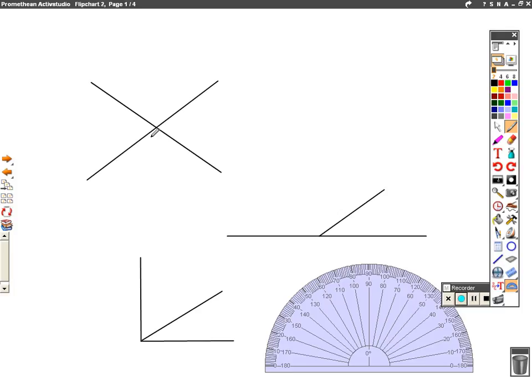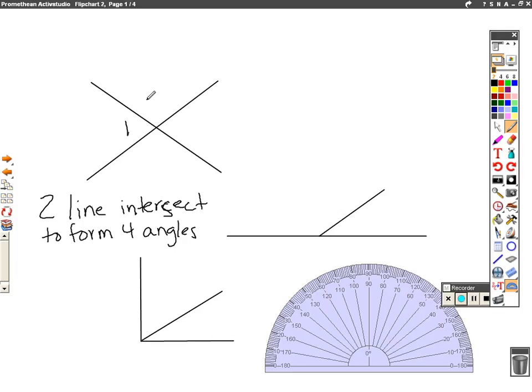Vertical angles are two lines that intersect to form four angles. So I have angle 1, 2, 3, 4. And a vertical angle would be angles across from each other, diagonal to each other. So 1 and 3 are vertical.